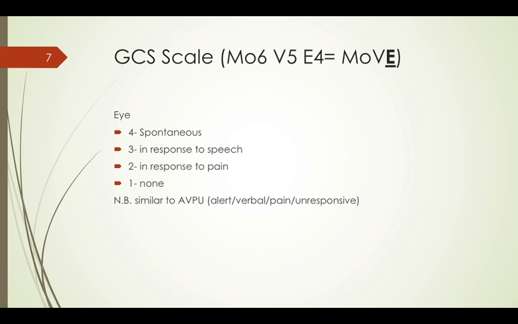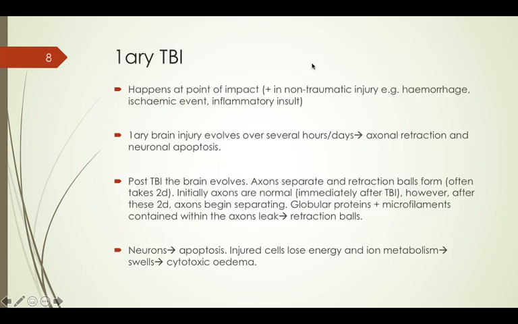And finally, for eye-opening, it's very much like AVPU. So you count 4 points for the A, alert, i.e. spontaneous, then to speech or verbal, that's 3 points, to pain, which is 2 points, and U for unresponsive, which is none. If you're having difficulties remembering that, you can just use AVPU for the eye bit. So just to summarize, for GCS it's important you know this: for motor there's 6 grades, verbal 5, eye-opening 4. Great.